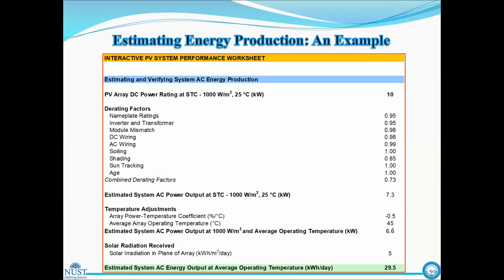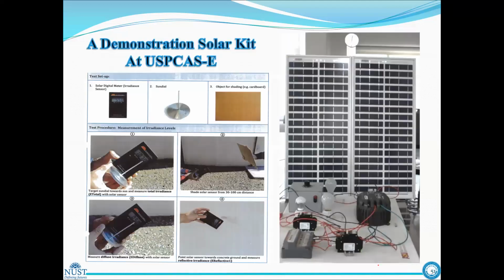For example, here 6.6 has been considered for a particular site. Then the solar radiation received per day will be this, and finally the output will be calculated depending on the availability of sun. So this is all about sizing and designing of the system.